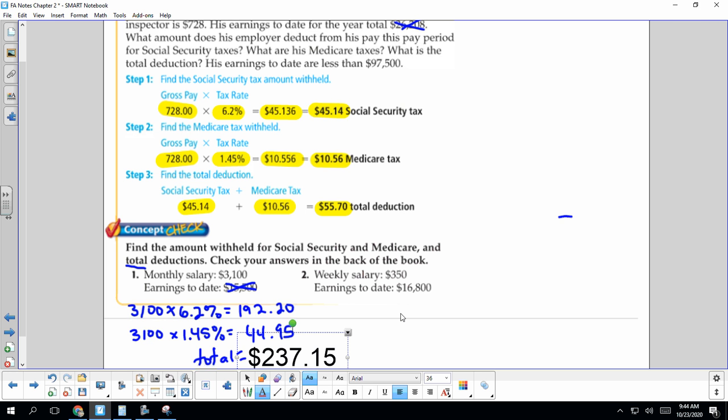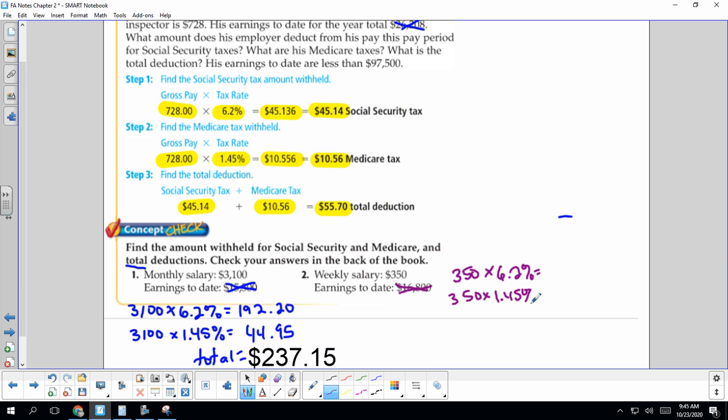All right, let's do it again. Weekly salary is $350. Earnings to date is $16,800. It is less than our $97,500, so we do nothing with that. So again, we go 350 times the 6.2% and 350 times the 1.45%. Once we get those, we're going to total them.